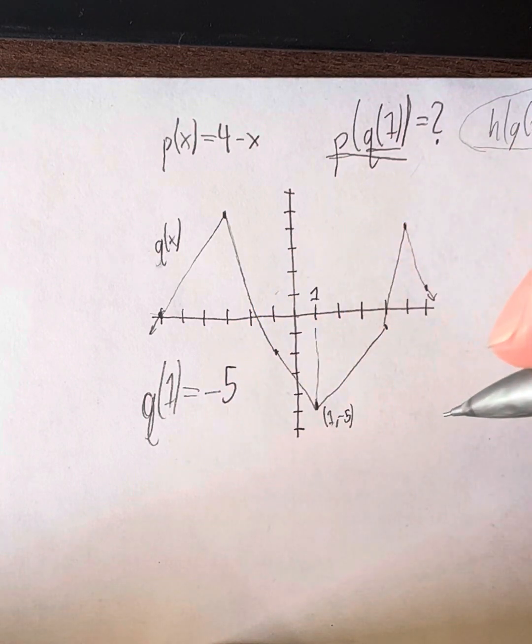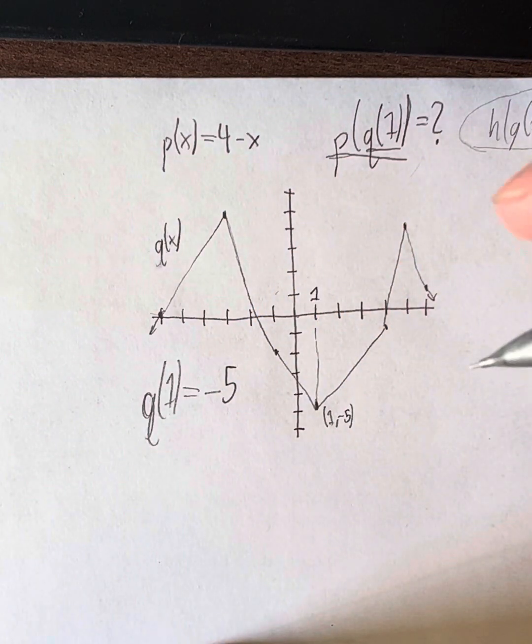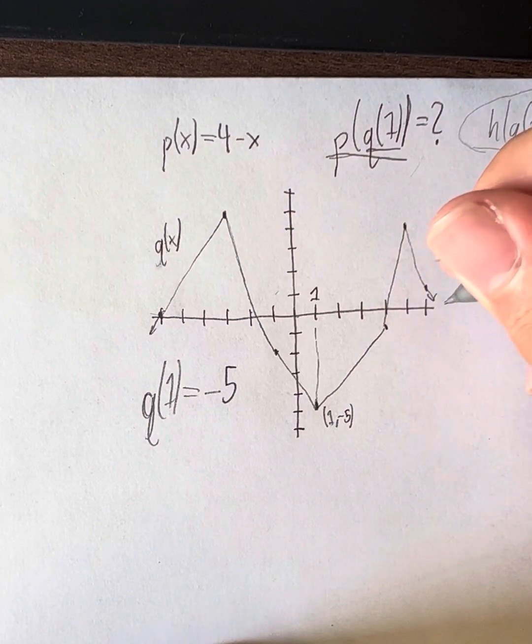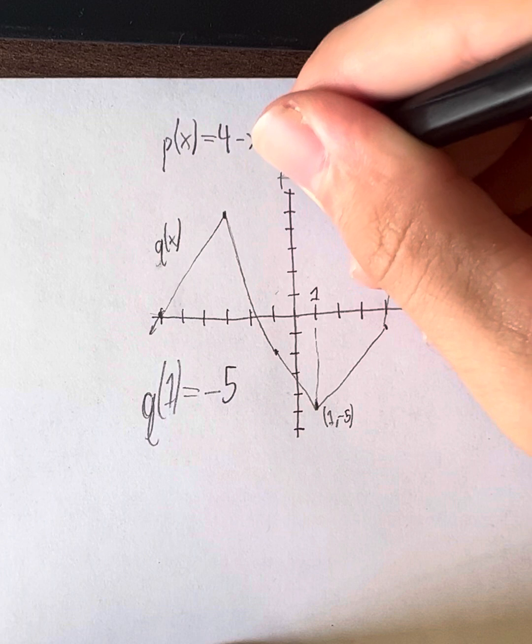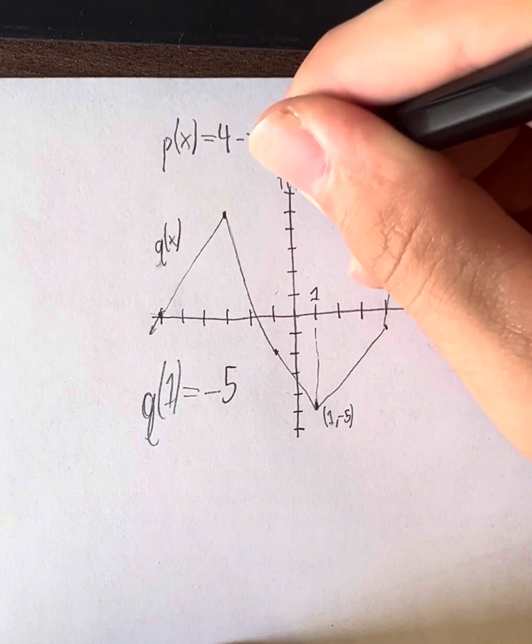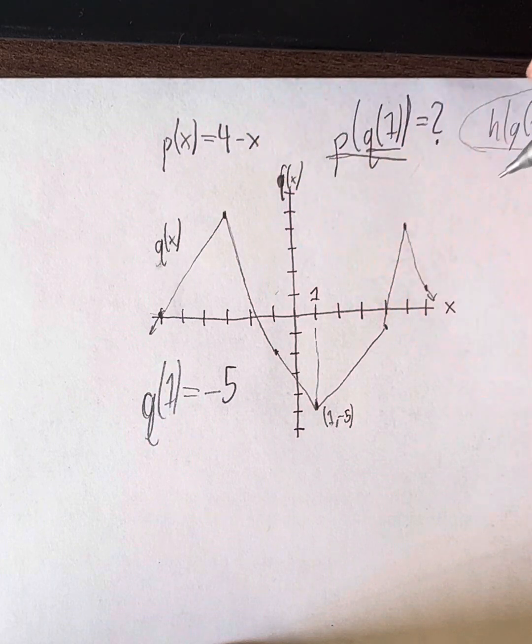If you already don't know, the x-axis is the x, and the y-axis is pretty much just f of x, or in this case, q of x. So just make sure you have that in mind.